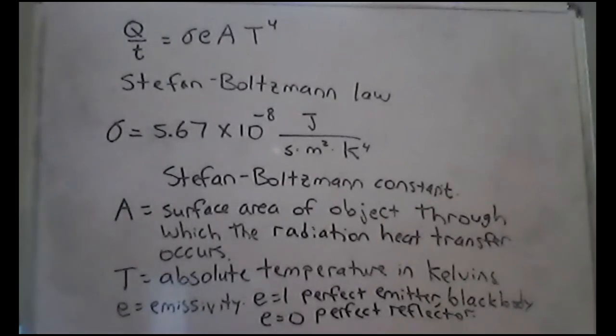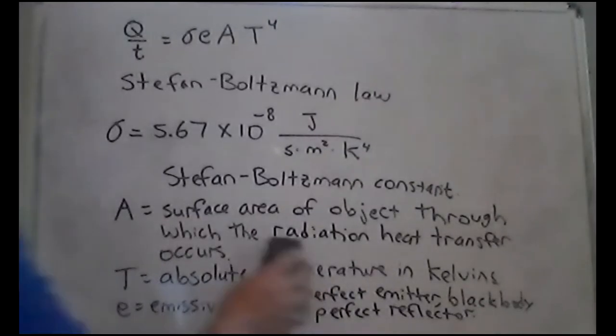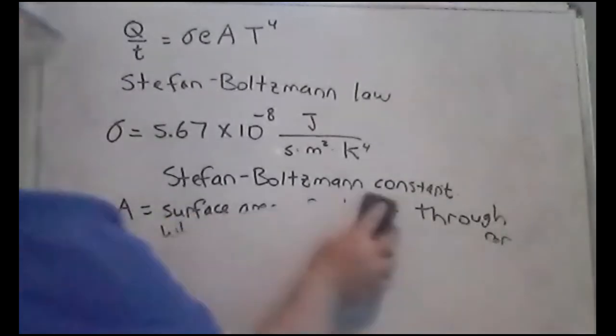All right, so that's the general form of it. Now, you could have an object that radiates in an environment at a different temperature. So let's talk about that for a moment. All objects emit and absorb radiation, as I said.